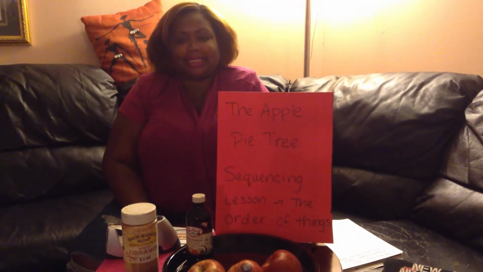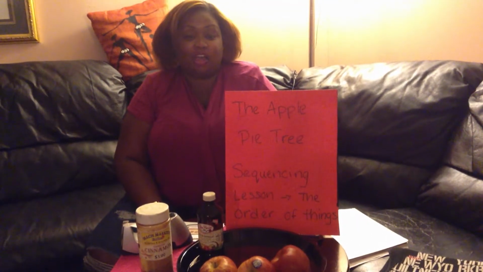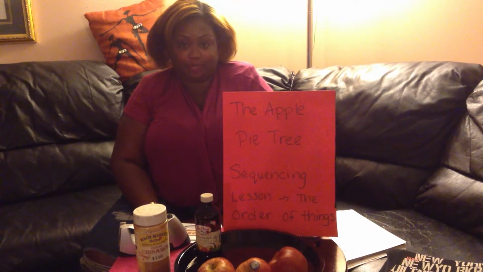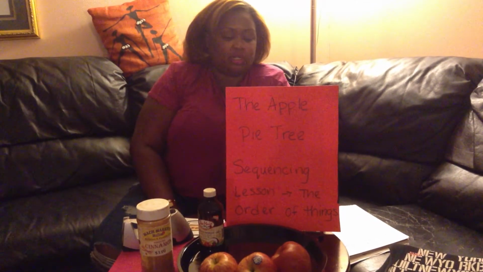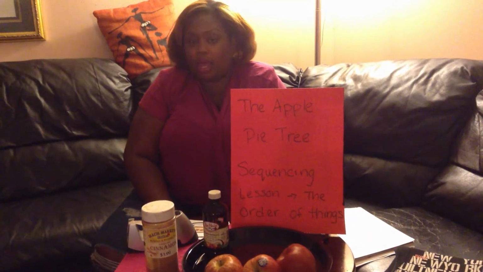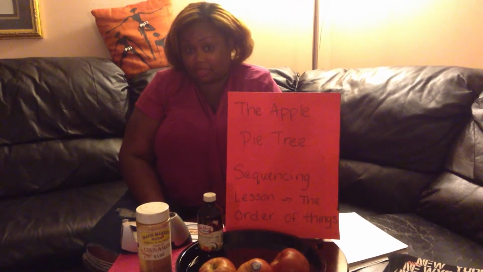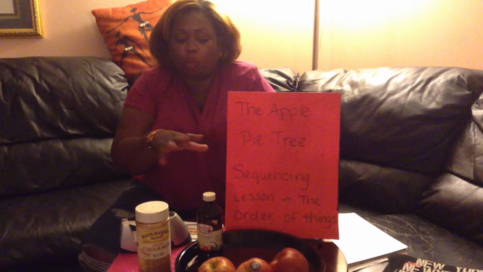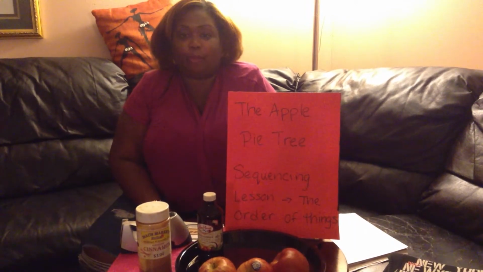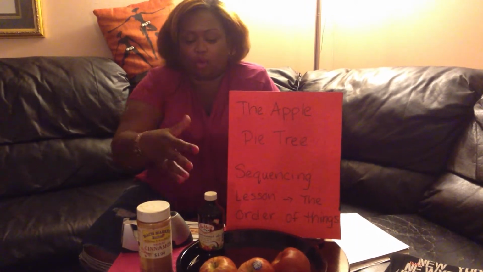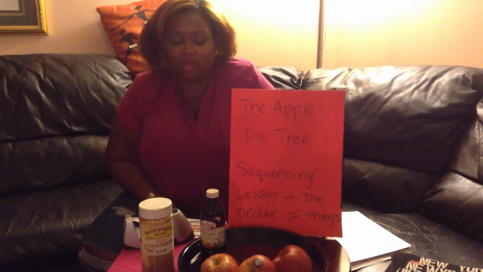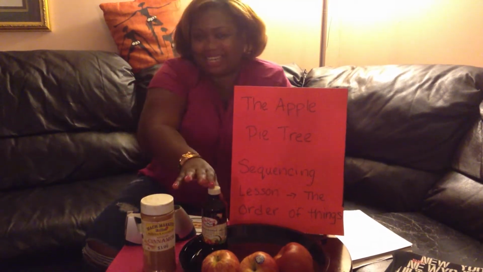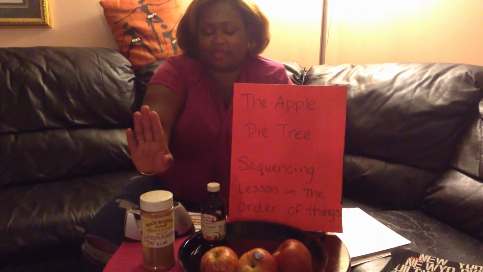SPED 670OL. And today I'm going to be talking to you about a sequencing lesson for The Apple Pie Tree. This lesson actually covers literacy, math, and science. So in the first part of the lesson here, we will be making an apple pie. So we have all of the ingredients here for an apple pie. We have apples, we have vanilla, and we have cinnamon.